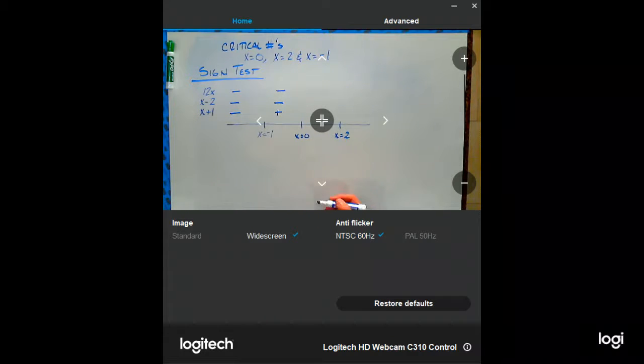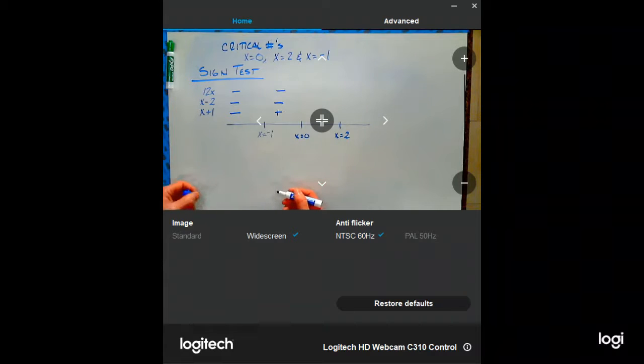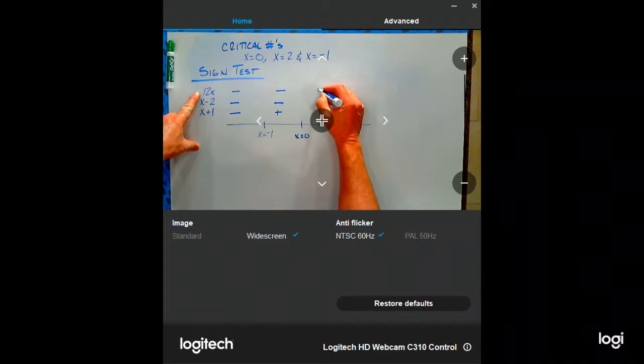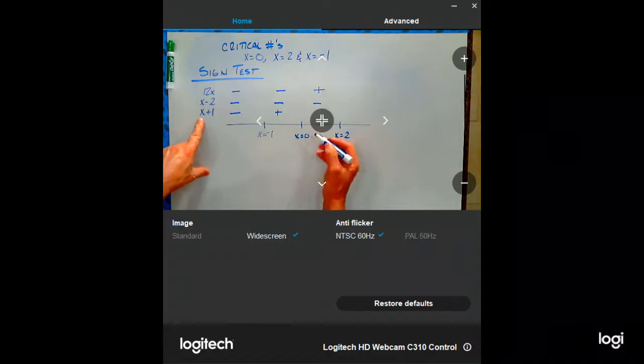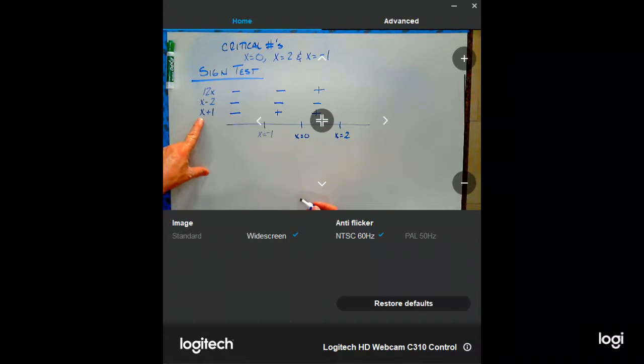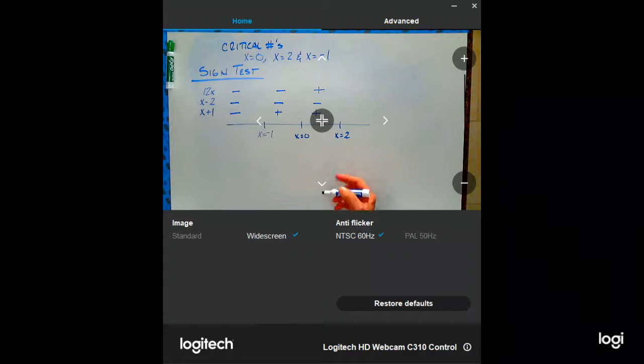Now, what else do we have? We have a number between 0 and 2. Between 0 and 2, the obvious choice is 1. 12 times 1 is going to be positive. We're going to put that here. 1 take away 2 is going to be negative, so we're going to put a negative there. 1 plus 1 is going to be 2. That's going to be positive. We'll put a plus there. Now we need a number bigger than 2.